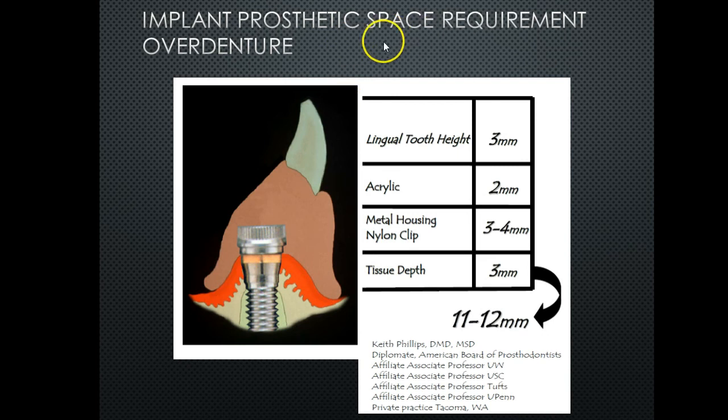Implant prosthetic space requirement for the overdenture. So for the overdenture, you need, again, 3 millimeter for the biological. For the metal housing or the clip, you need at least 3 to 4. The acrylic and the tooth, same as before, 5, so you need 11 or 12.